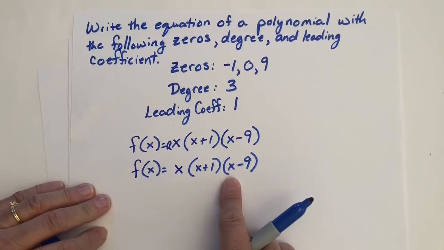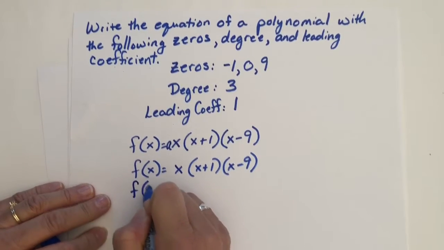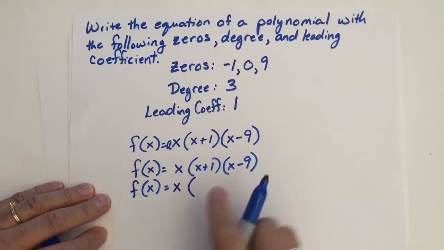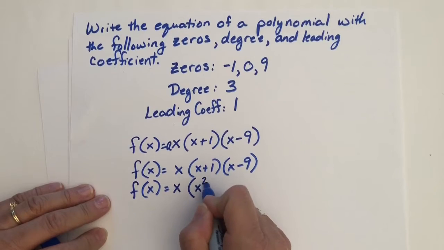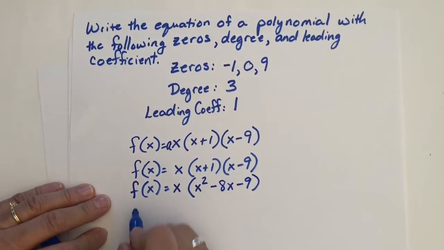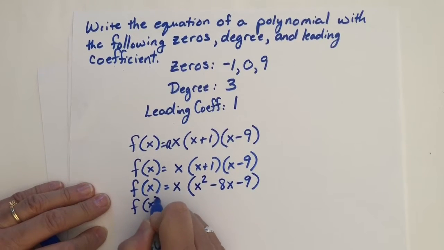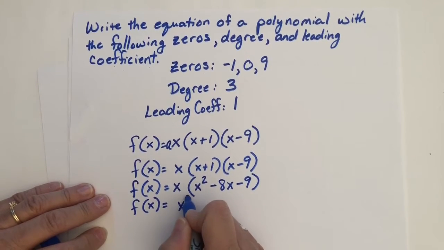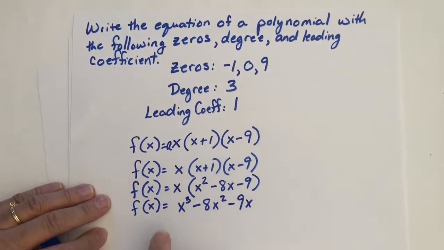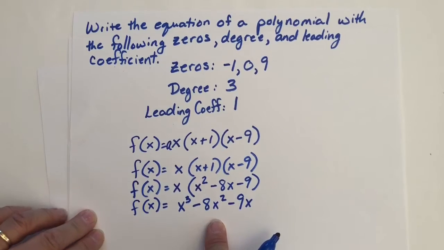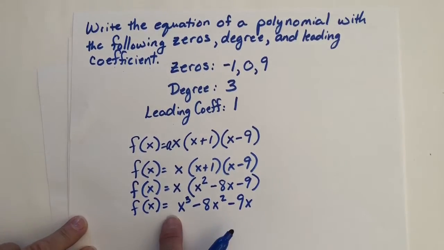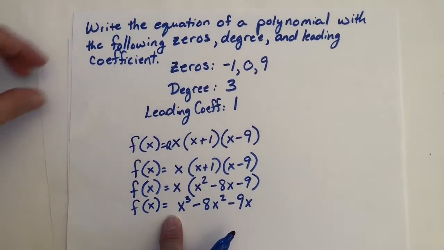If you're asked to multiply it out, we could do that as well. I would probably multiply the binomials together first. So you would FOIL that out, and you'd have x squared minus 8x minus 9. And then I would distribute the x through. So we would have x cubed minus 8x squared minus 9x. So here is our third degree polynomial that has zeros -1, 0, and 9, that has a leading coefficient of 1. Let's do another one.